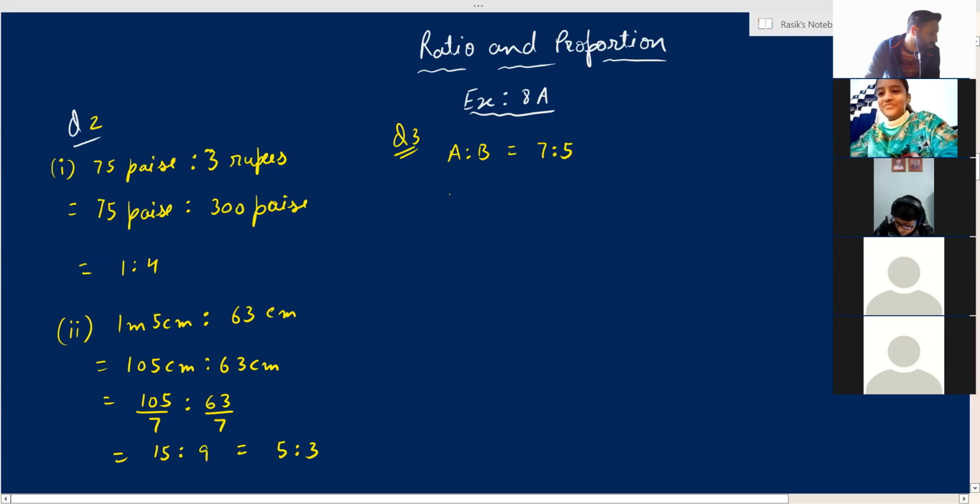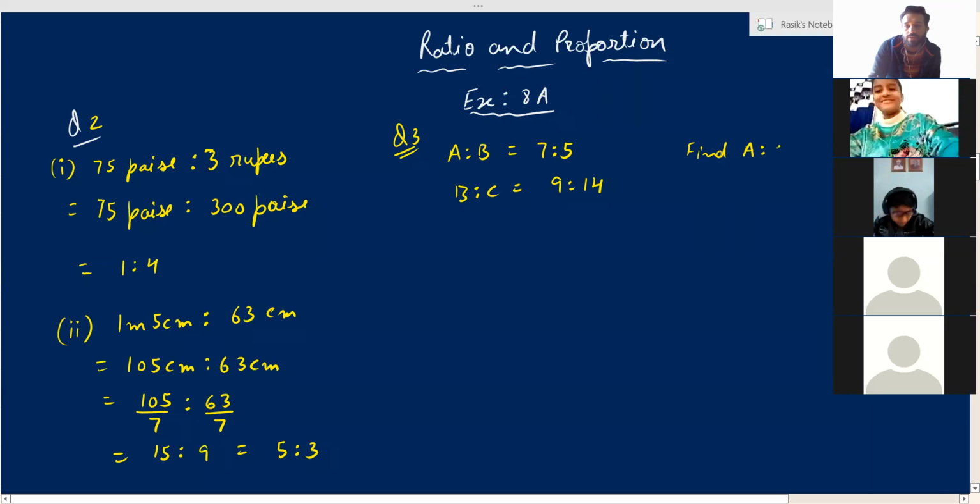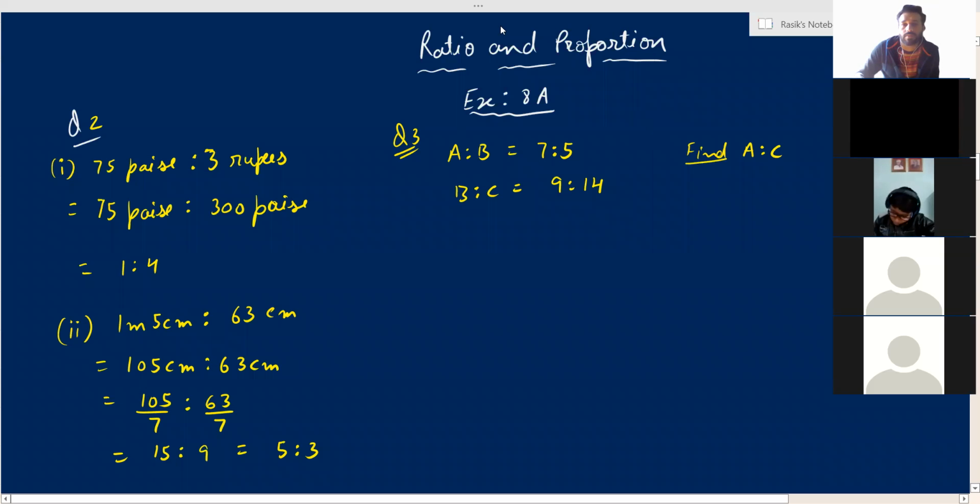A ratio B is equal to 7:5 and B ratio C is given 9:14. Sir, please allow the pencil option, sir, then I will tell you. Okay. We have to find A ratio C. This is what we have to find. Okay. Sir, please. Yes. Just a minute.